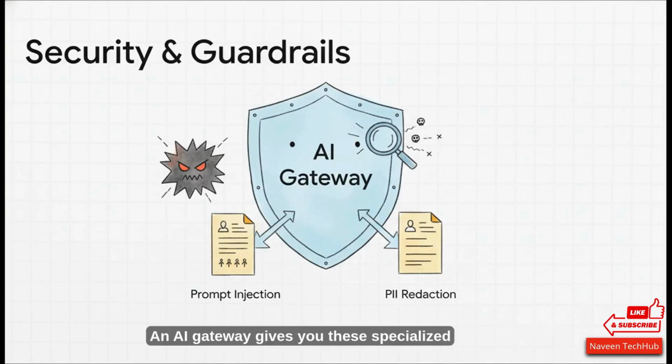You know, security in the AI world is a whole different beast. An AI gateway gives you these specialized guardrails. It can defend against prompt injection attacks, and, this is huge, it can automatically find and redact sensitive info before it ever leaves your system. Plus, it scans both the prompts and the model's responses to make sure everything is safe and compliant.